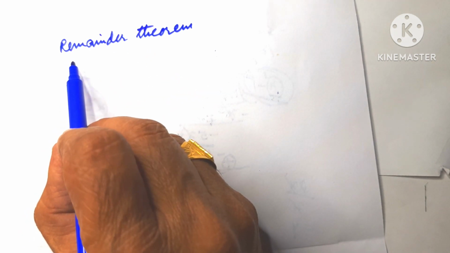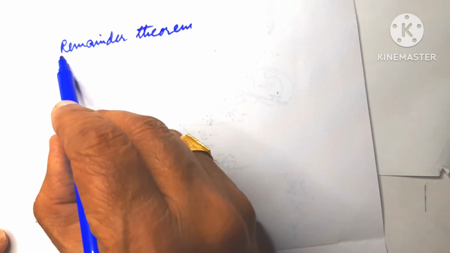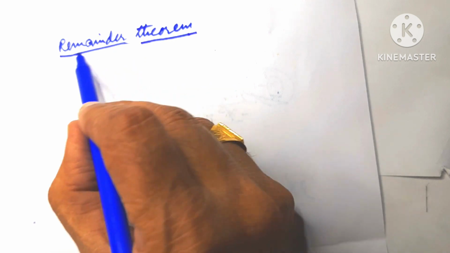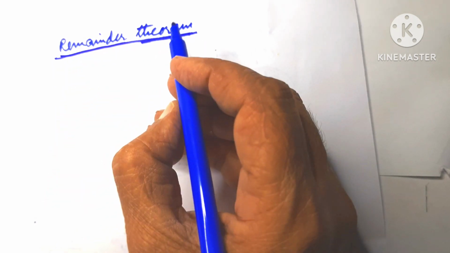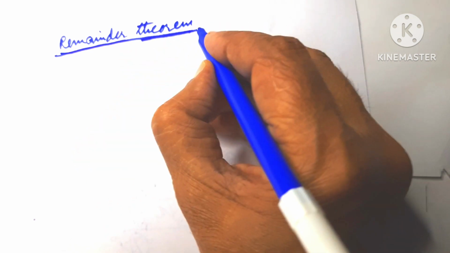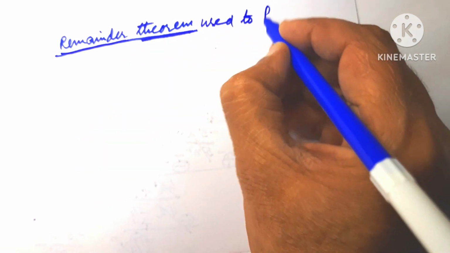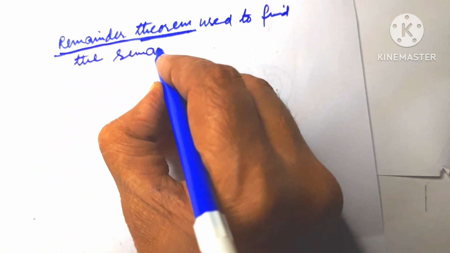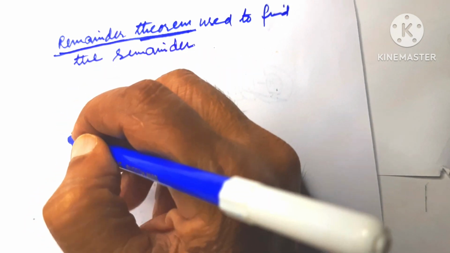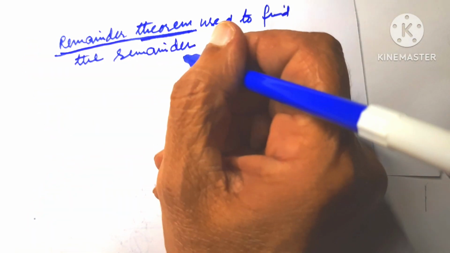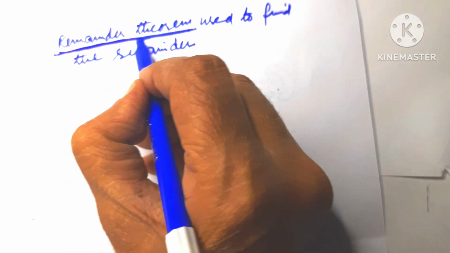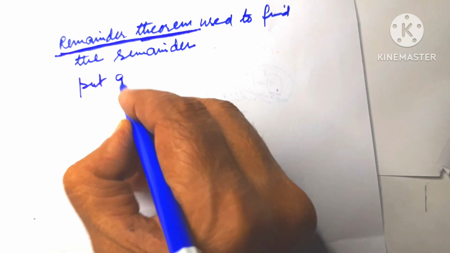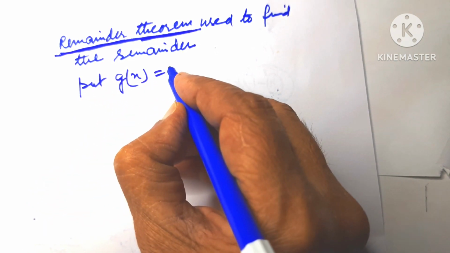Now, the remainder theorem. This theorem is used to find the remainder. We already know one method, long division, where you can find the remainder. But this theorem helps us to find the remainder in a very easy way. The process is: put Gx equal to 0.